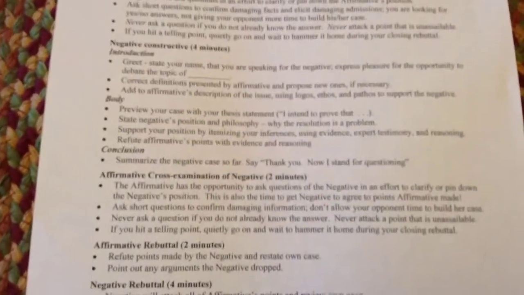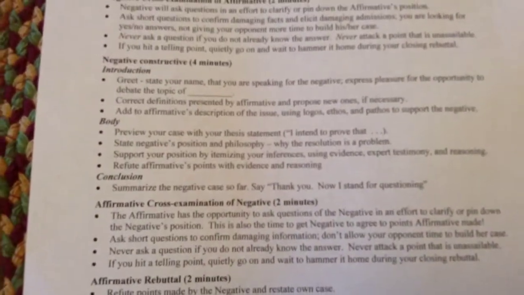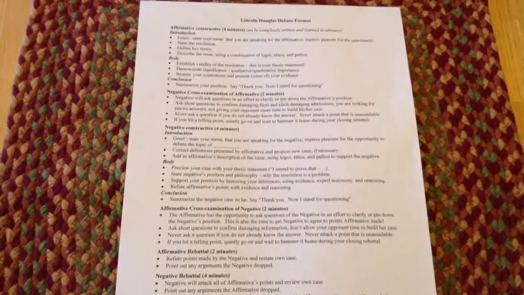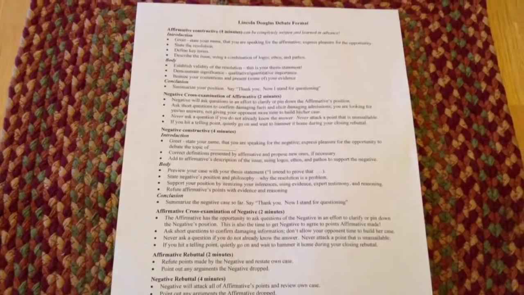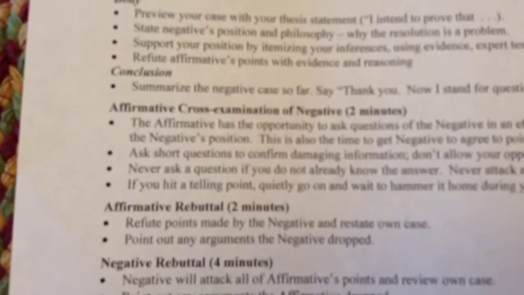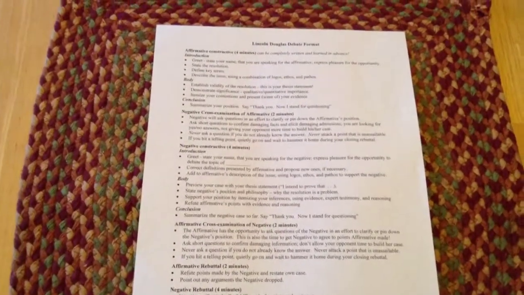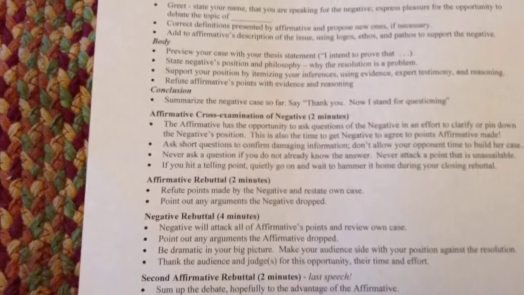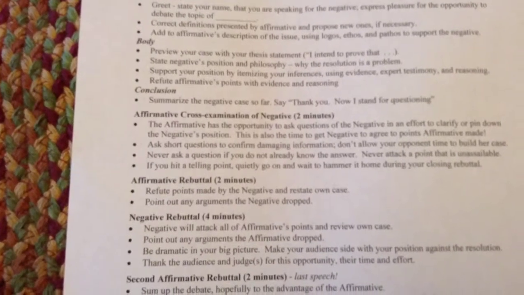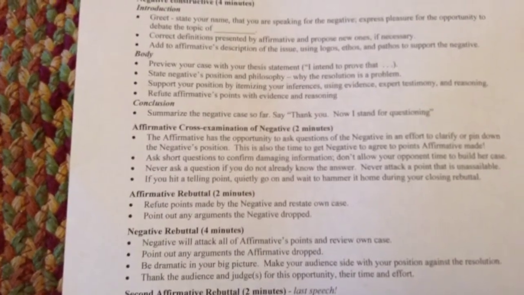Moving on, we see the affirmative cross-examination of the negative. This is where the affirmative has a chance to question the negative. They'll find any holes and try to build their case off of this. The affirmative then has a chance to rebuttal. They will refute any points made by the negative and point out any holes in this argument. The negative will then rebuttal for 4 minutes, but this is the last speech for the negative, so you'll want to be strong and make it clear.